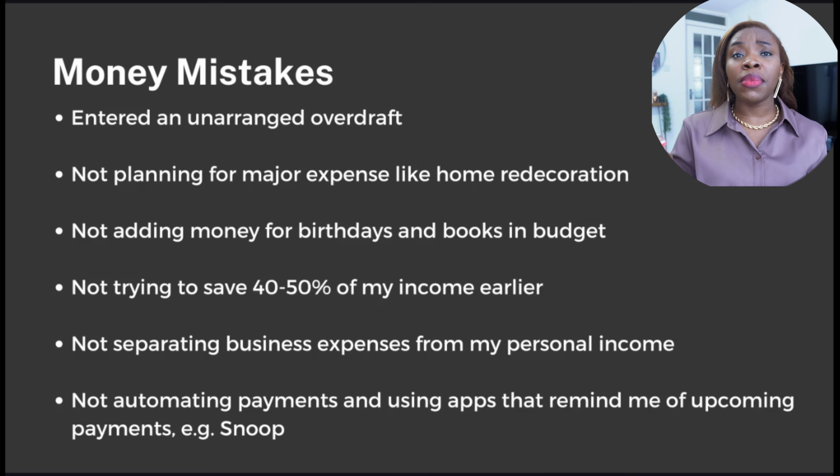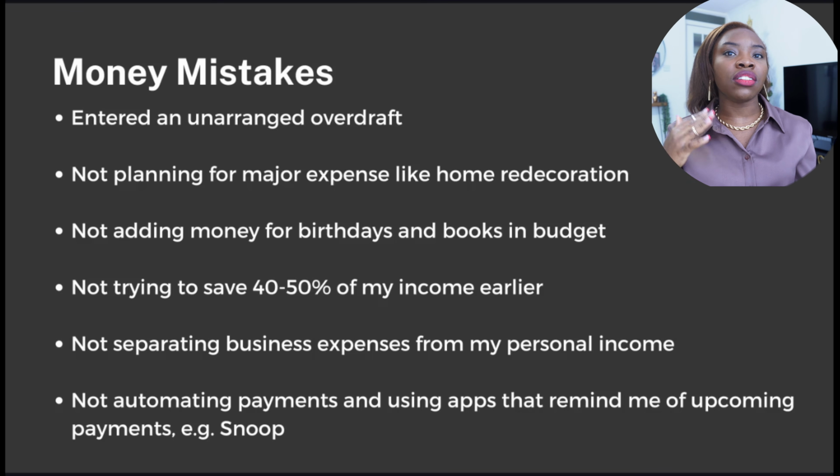Now, the next mistake I made is not trying to save 40 to 50% of my income earlier. As you can see, for the first half of the year, I really wasn't doing so great with money, but by the second half, I started doing better. So I just realized I should have started trying to save at least 40 to 50% of my income on a month-to-month basis. This would have improved my finances.